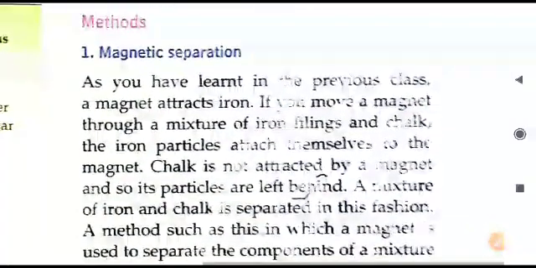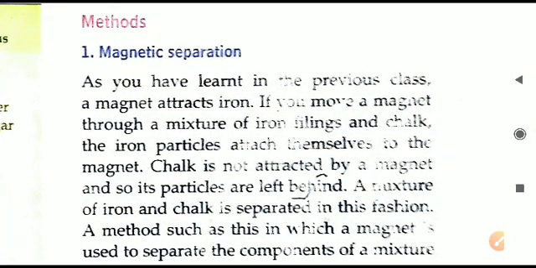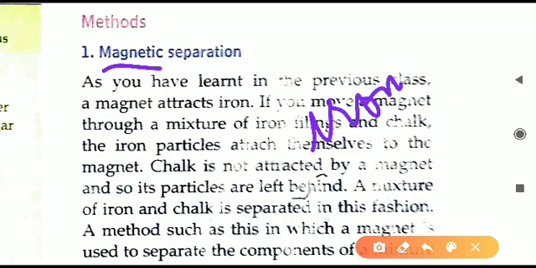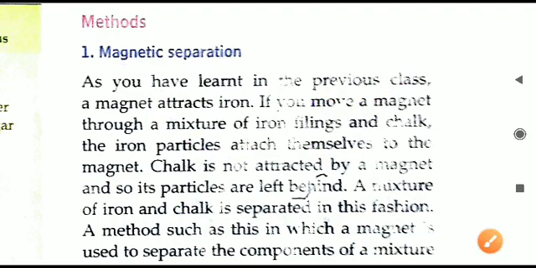First method is called magnetic separation. The name of this method is magnetic separation. We are using a magnet in this case, and magnetic substances can be separated. Like iron is magnetic in nature. It is attracted by a magnet. So if any mixture contains iron, it can be separated using the magnetic separation method.